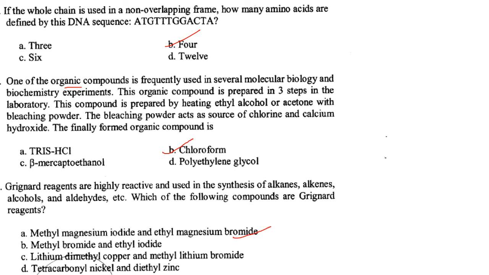Then Grignard reagents are highly reactive and used in synthesis of alkanes, alkenes, alcohols and aldehydes. Which of the following compounds are Grignard reagents? Methyl magnesium iodide and ethyl magnesium bromide are Grignard reagents. So answer is option A.